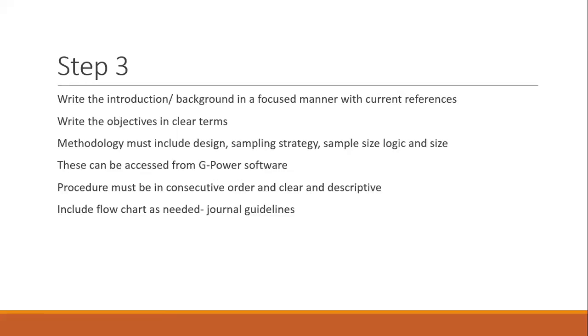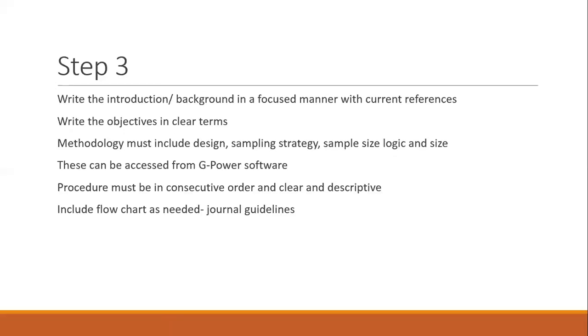Step 3, you need to write the introduction or background in a focused manner with current references. An introduction that you would have written for a thesis or dissertation will not be the introduction that you will write for a journal article. An introduction you write for a journal article will take into consideration the introduction and the literature review part of your thesis. So it has to be redone. You cannot cut and copy from your thesis.